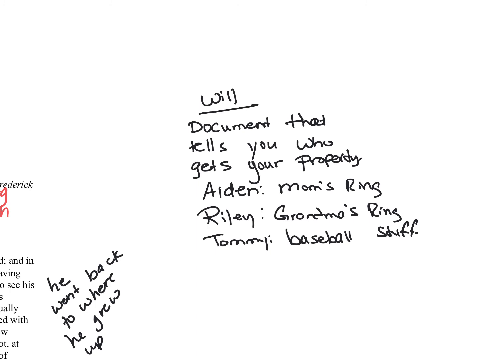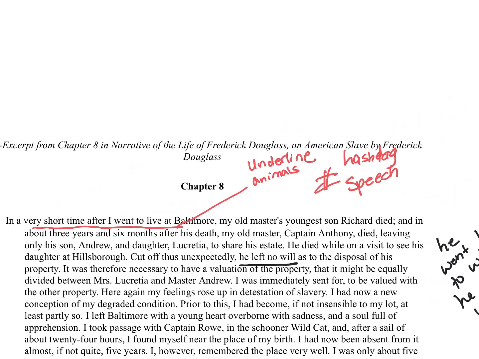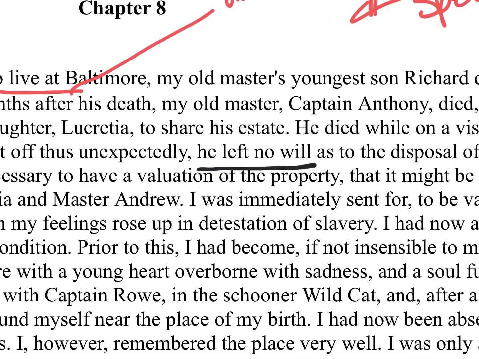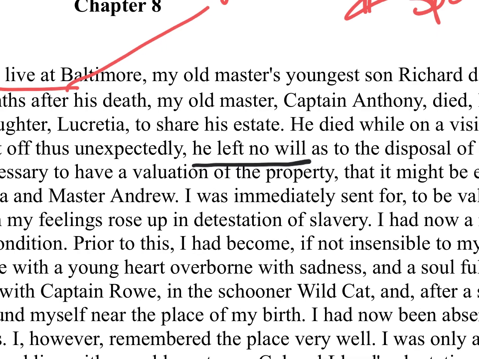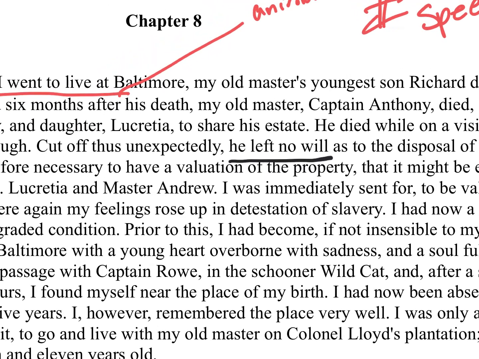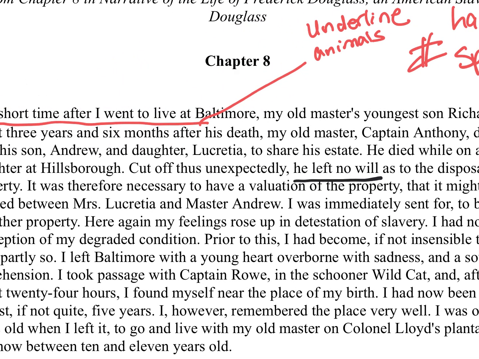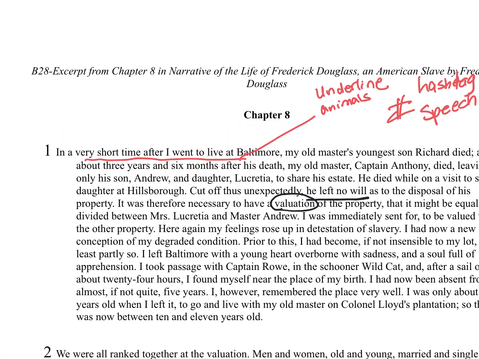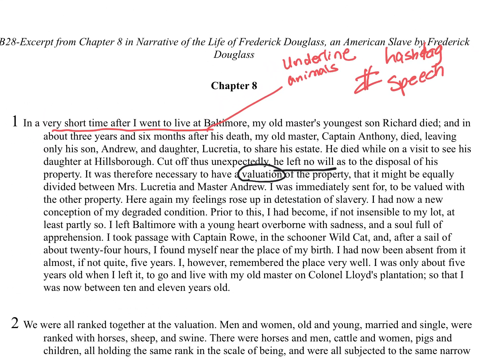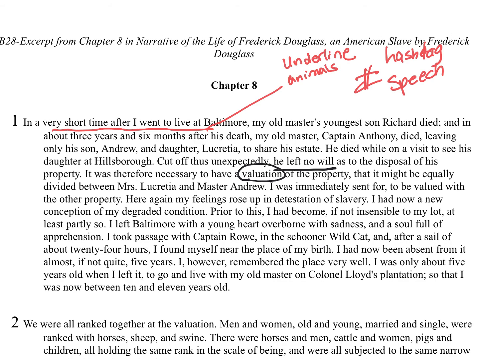So when we look at the passage, it says he left no will. And so now we have to look at who he does leave it to. And then the next thing that we need to look at before we go any further is the word valuation. Okay? I want you to read that sentence again. And I want you to see if you can come up with what he means by valuation.